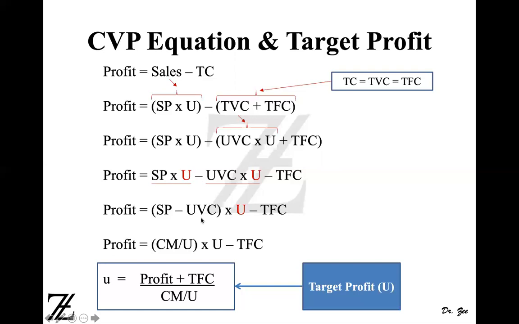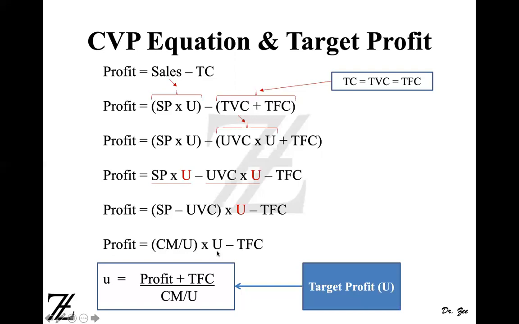And as you know from the contribution margin approach, if you have watched my video, and if you haven't, please watch it, the contribution margin approach video discusses that the selling price minus unit variable cost will give you a contribution margin per unit. So we substituted selling price minus unit variable cost as a contribution margin per unit times U minus total fixed cost.